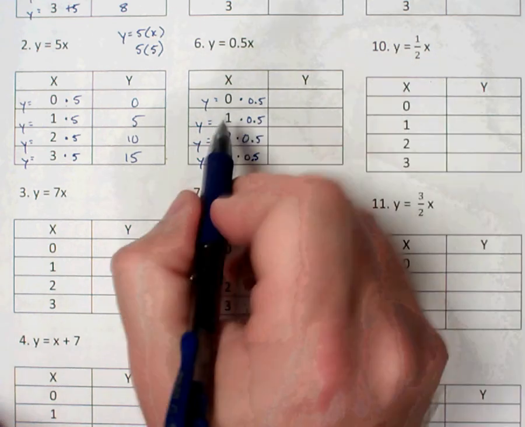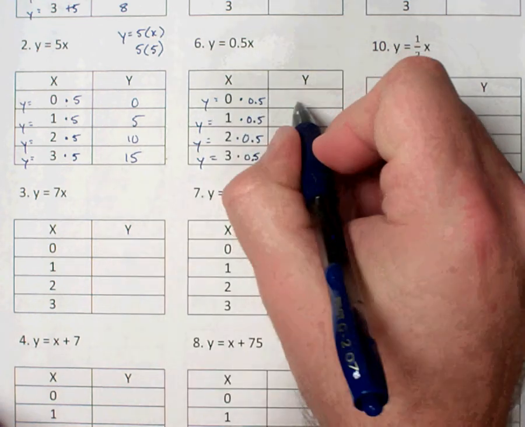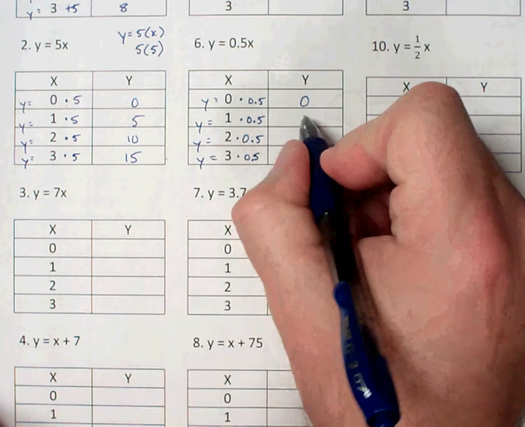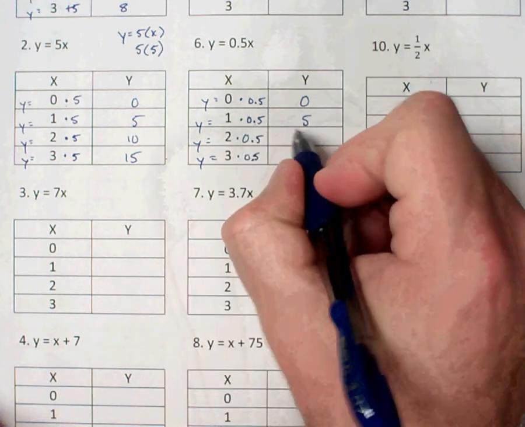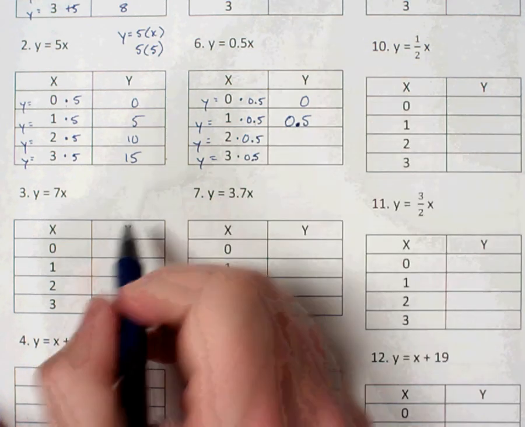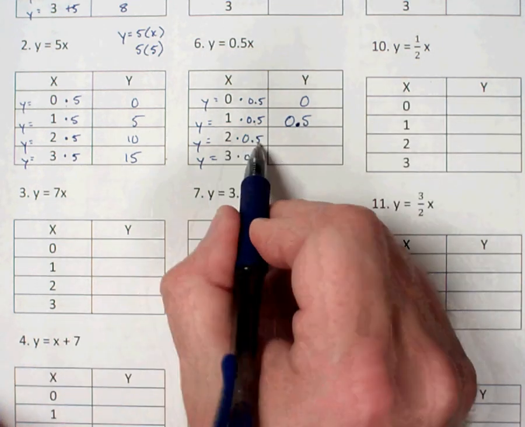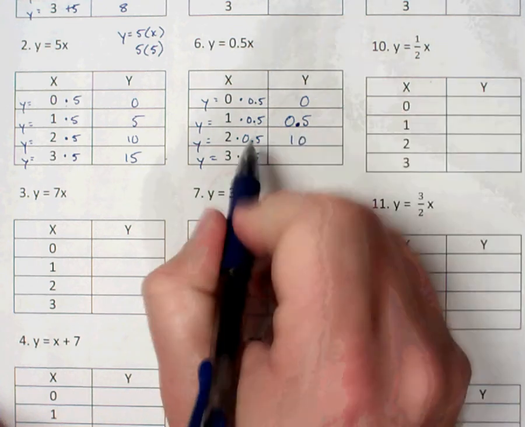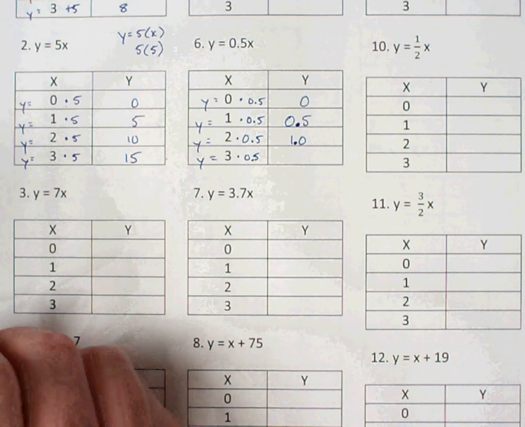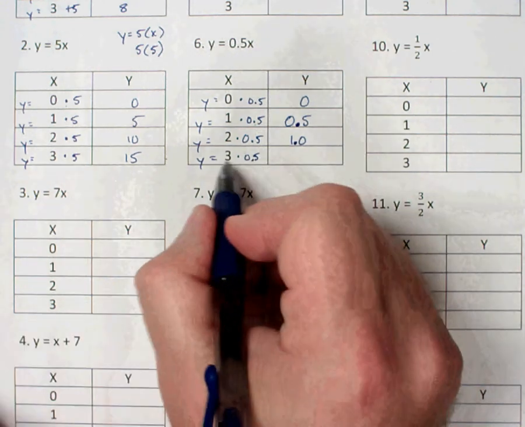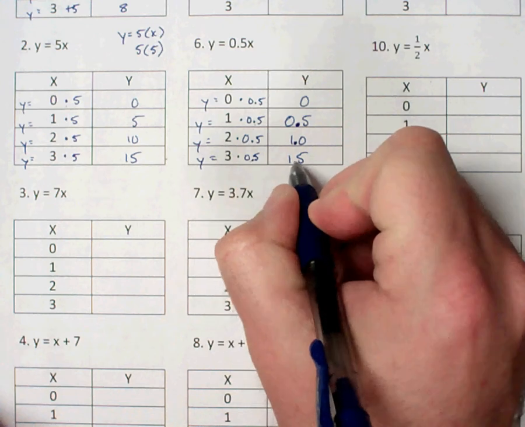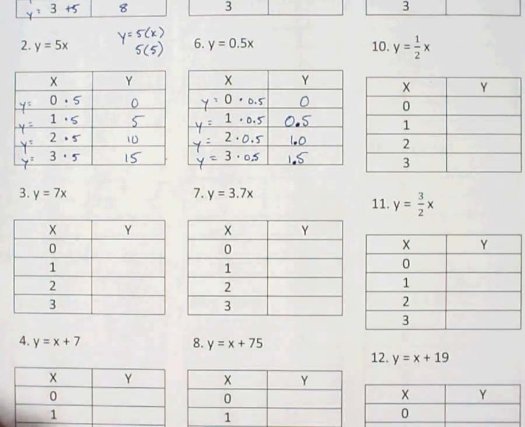So this one, 0 times anything is 0, so 0 times 4.5 is going to give me 0. So 1 times 5 is 5. I've got one decimal place, so I need one number to the right of the decimal. This 2 times 5 is 10, one number to the right of the decimal, so I'm actually going to get 1. And then 3 times 5 is 15, one number to the right of the decimal, and so I get 1.5.